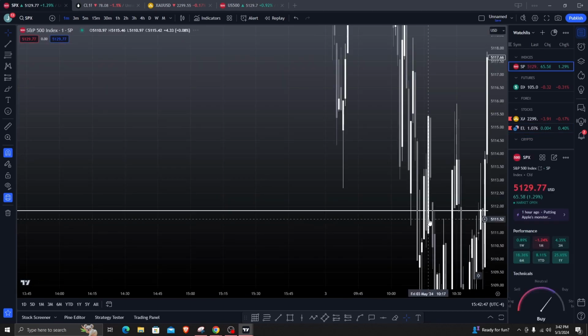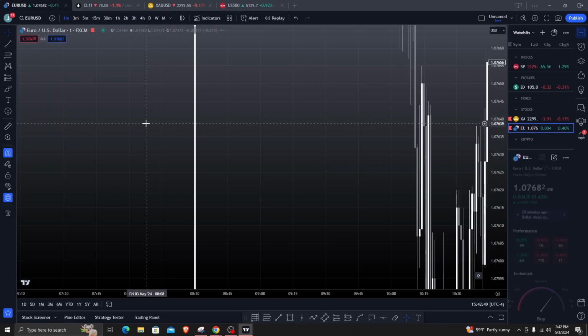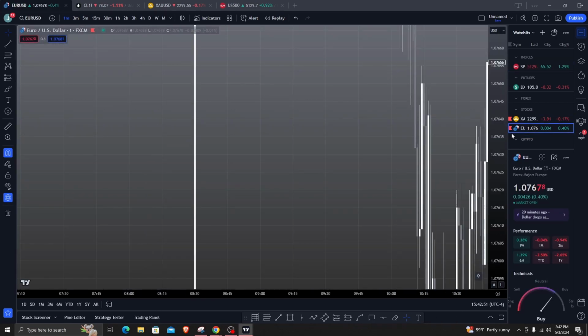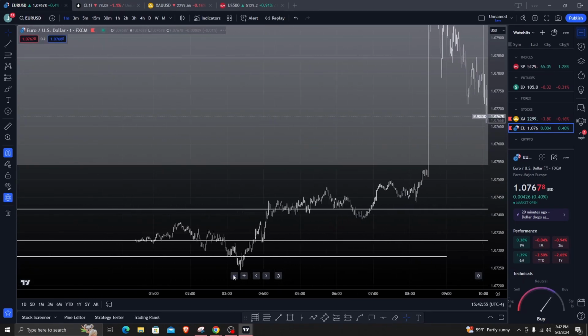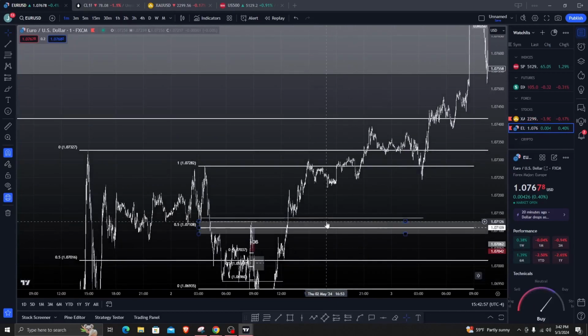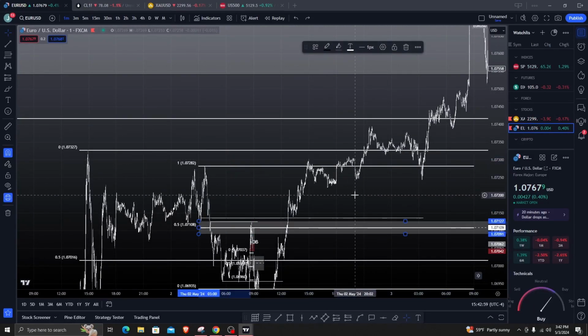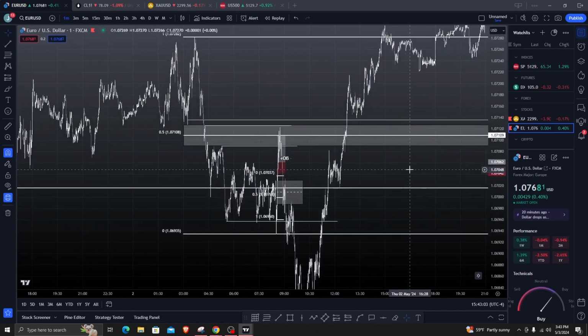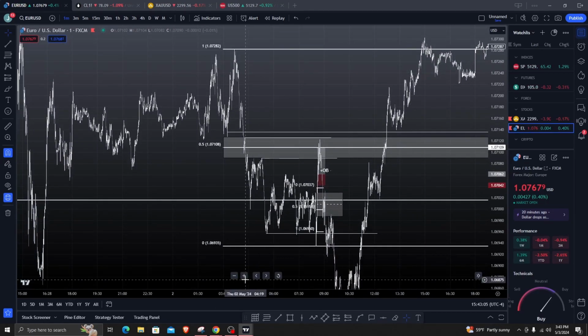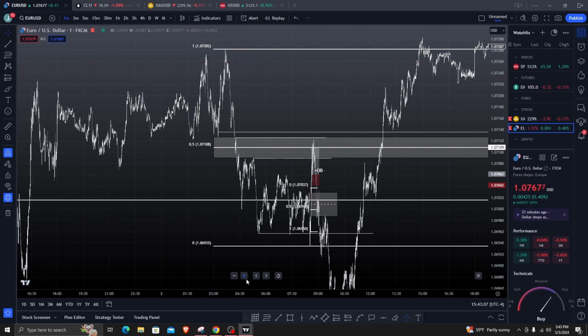I believe I was not entirely, realistically sure where the draw on liquidity was going to go. Sorry about that too. I want to keep that the same as it is. I was not sure where the draw on liquidity was going to go here, but the execution on this trade was correct.